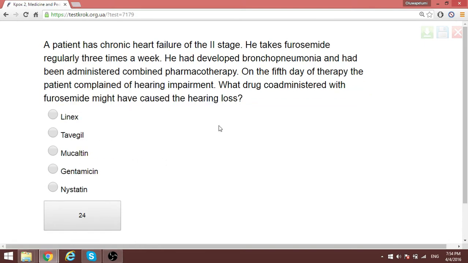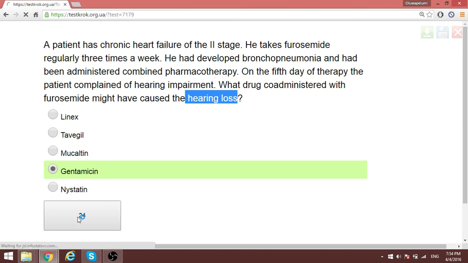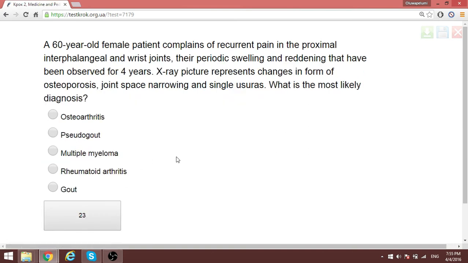All right. If a patient is using furosemide for the treatment of heart failure, and yet the patient developed bronchopneumonia, you need to treat with an antibiotic. And as a result of the side effect of this antibiotic, the patient is having hearing loss. So which antibiotic can possibly cause hearing loss? We are talking about gentamicin. This is an aminoglycoside which has side effects of ototoxicity, nephrotoxicity, and cardiotoxicity. This is straight to the point.